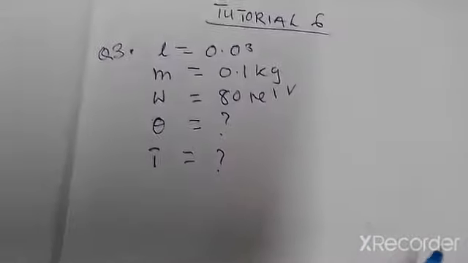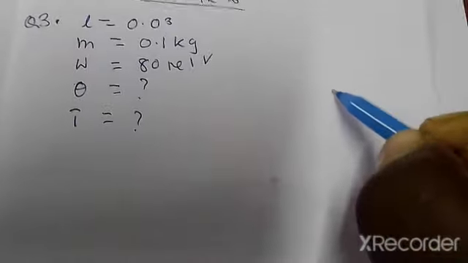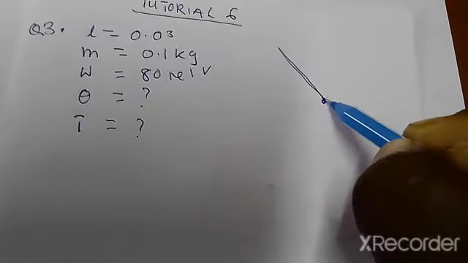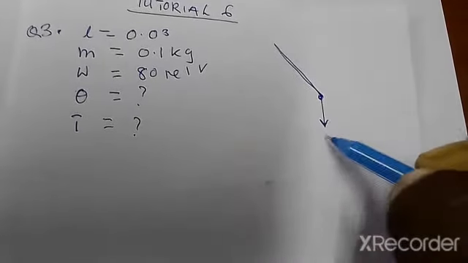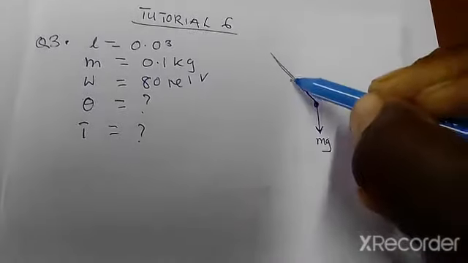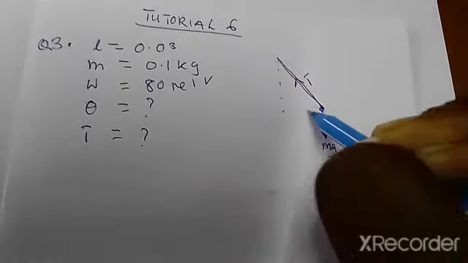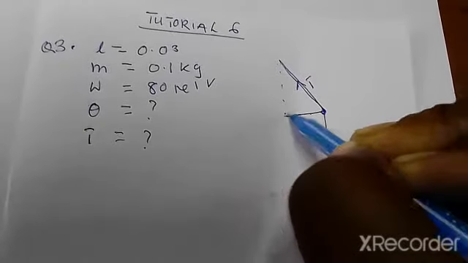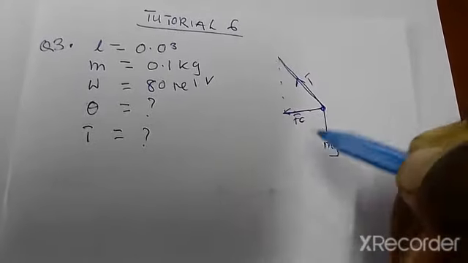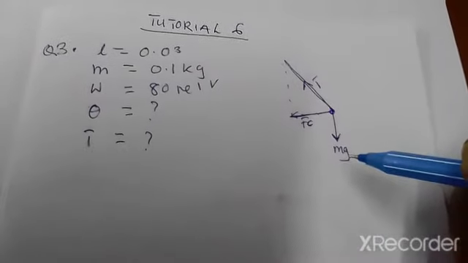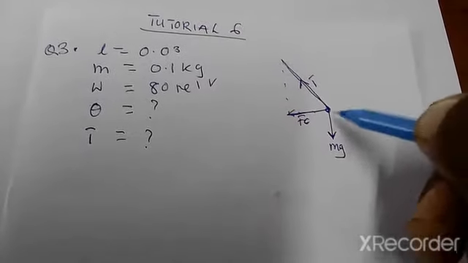So if we try to draw a free body diagram, we have a ball here, and it has a string. Here it has the weight acting on it and the tension force. Now we've got the force Fc, the centripetal force acting on the body.